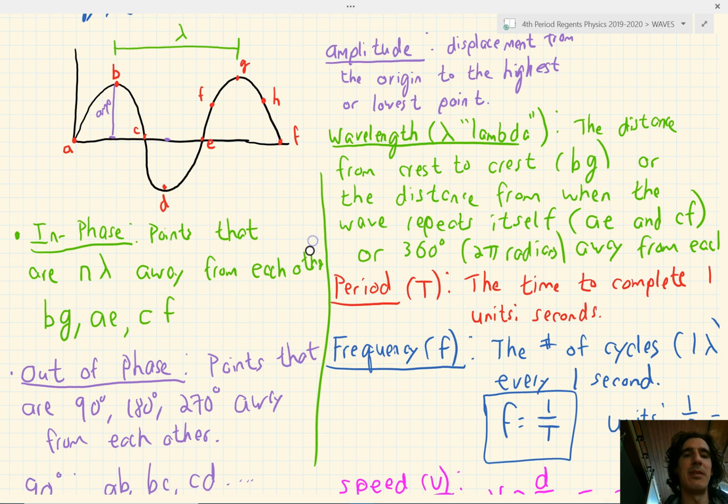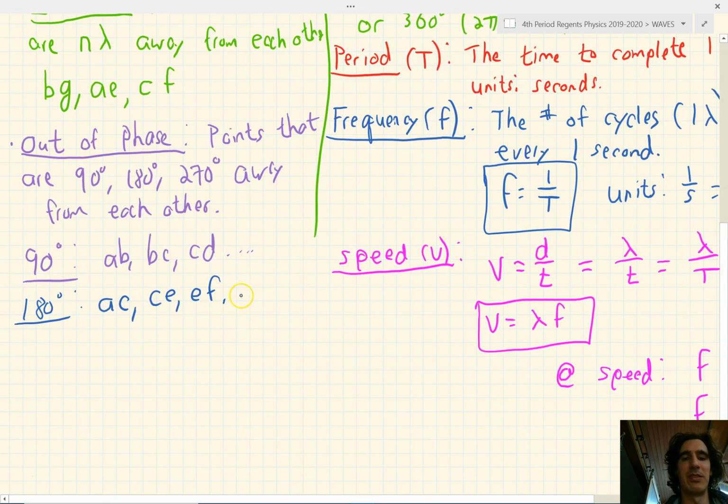But we could look at D. D to E is 90. E to G is 90. So we can also say D to G is 180 degrees.